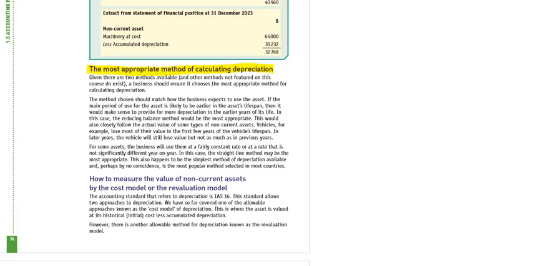The reducing balance method will be the best. So you can write, for example, more depreciation in the early years of its life. In this case, the reducing balance method would be the most appropriate.